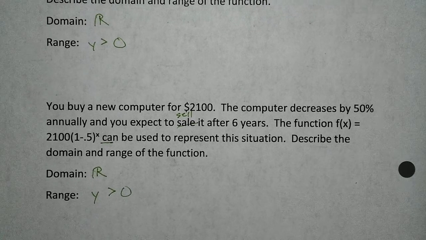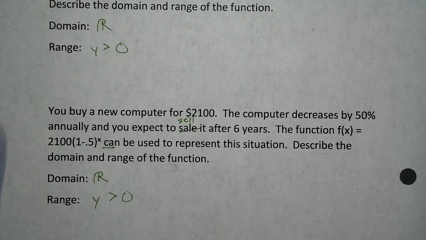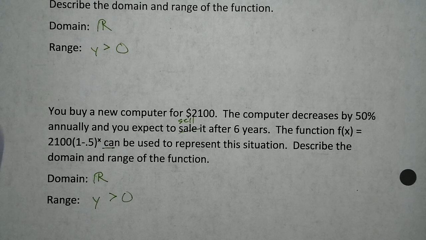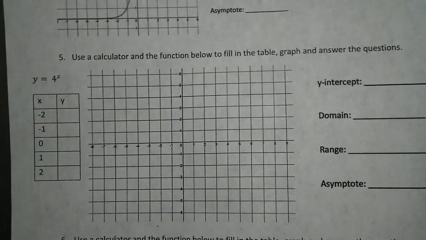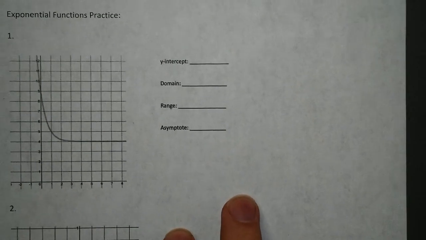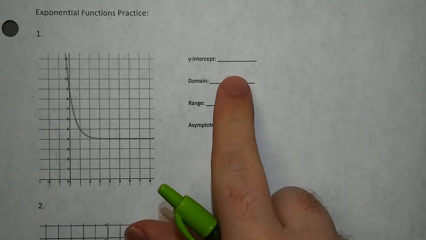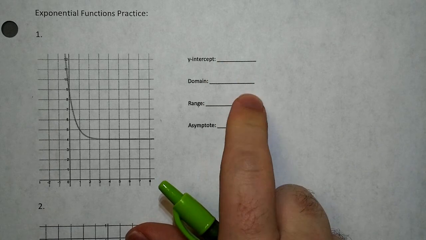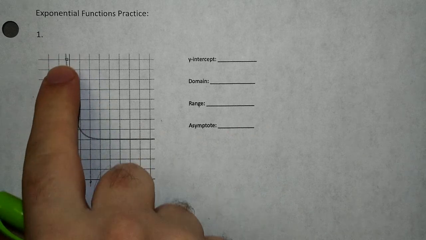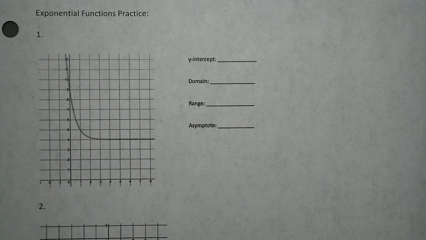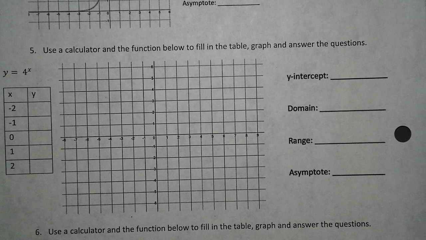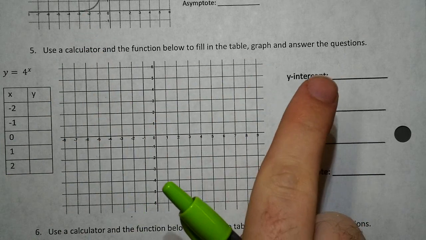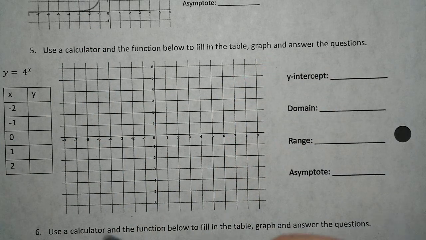Now I'm going to go over the instructions for your homework. Okay, this homework is very quick. It's only 6 questions, all right? On the front, it says exponential functions practice. You will need to get the y-intercept, the domain, the range, and the asymptote. All of that information you can get from the graph, just like what we did yesterday and what we did today. Now, the only 2 that are new are going to be questions 5 and 6, which says use a calculator in the function below to fill in the table, graph, and then answer the questions.